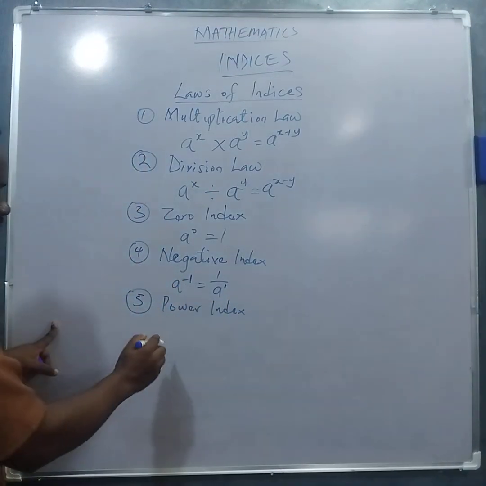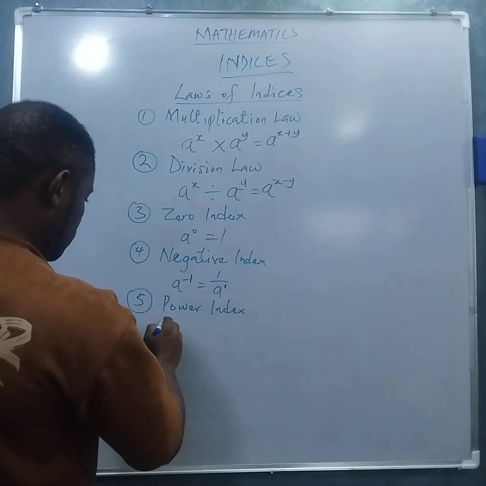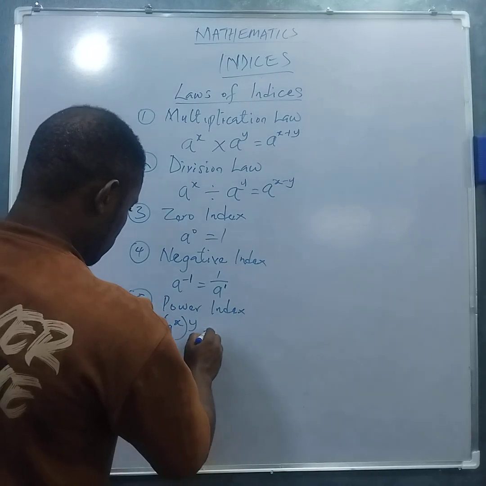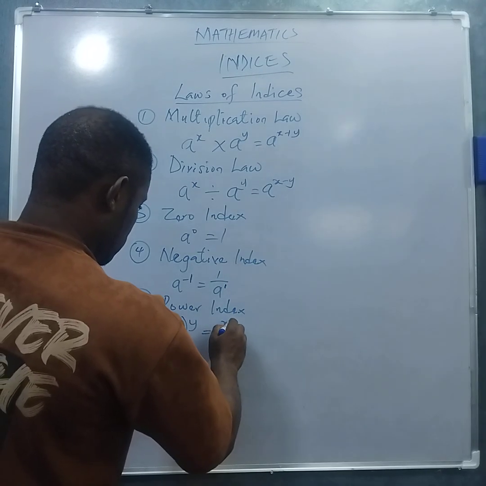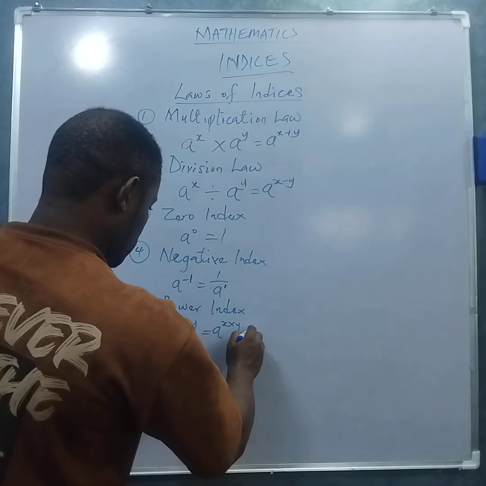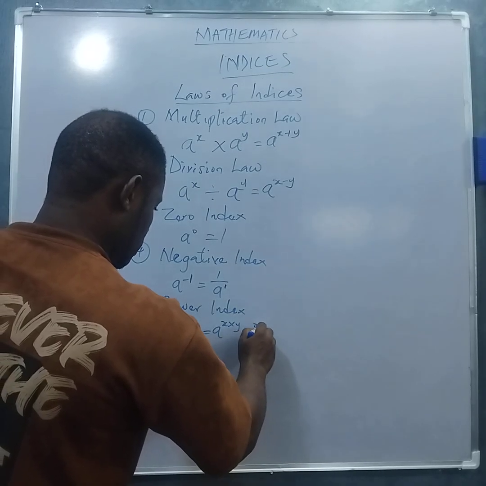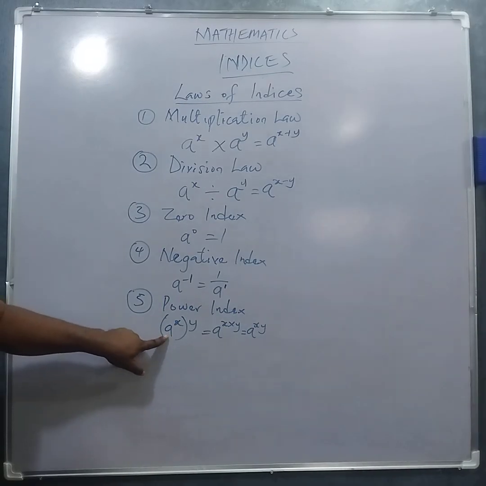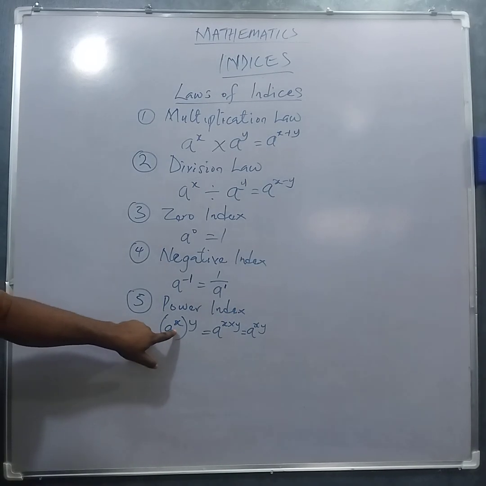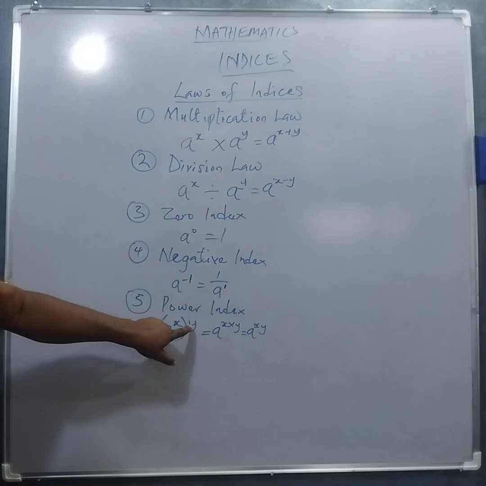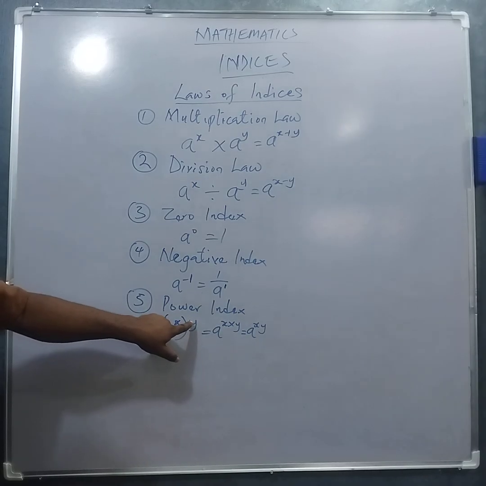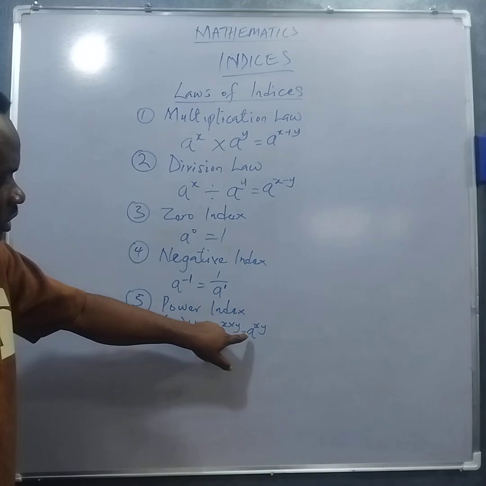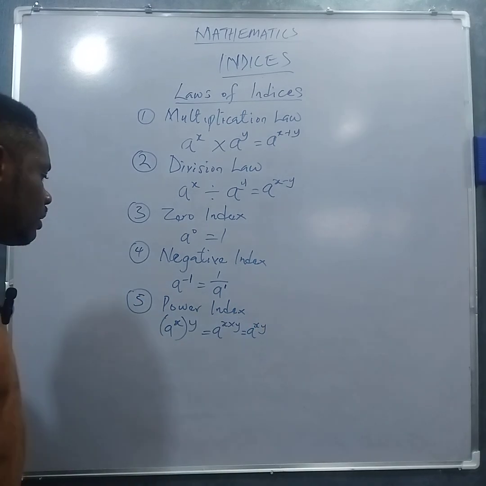Number 5 is power index. Power index: bracket open, a raised to power x, bracket closes, raised to another power, which is y, will give us a raised to power x times y, which is a raised to power xy.